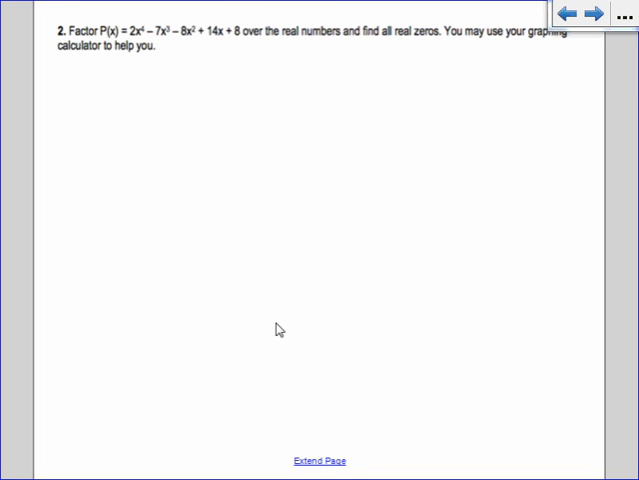So if that happens, we know our P over Q possibilities are going to be plus or minus 1, 2, 4, and 8, coming from that last number 8. And then for Q, I'm going to have plus or minus 1 and 2, which means I'm going to have 1, 2, 4, 8, -1, -2, -4, -8.